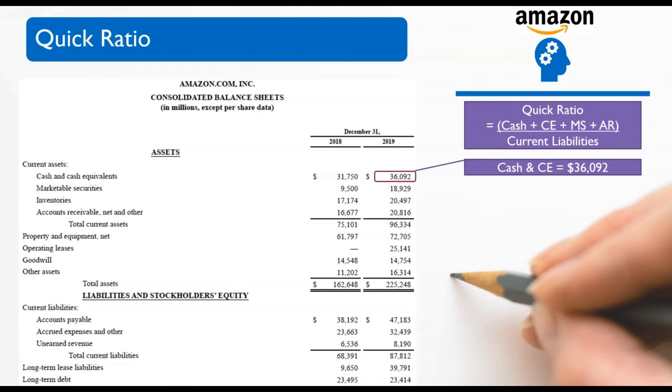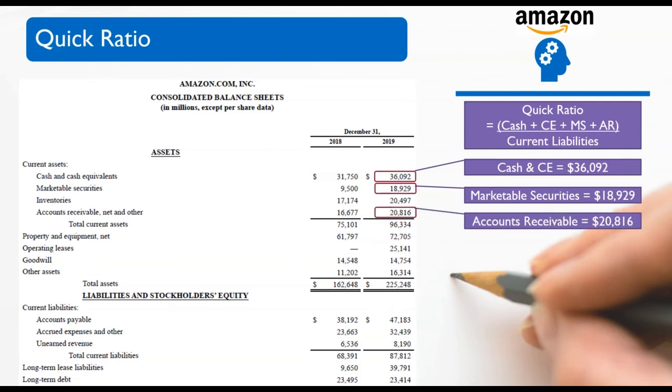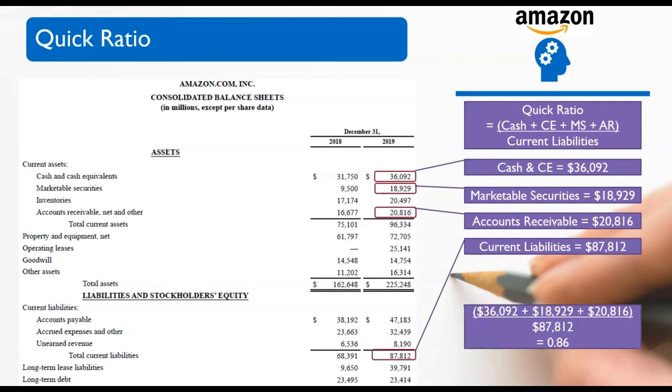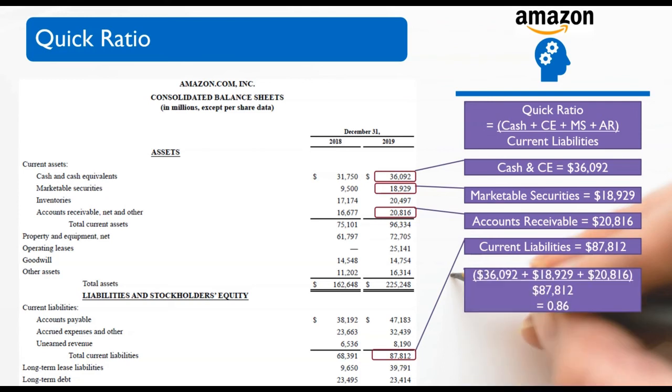For Amazon, we have cash and cash equivalents of $36.1 billion. We have a marketable securities balance of $18.9 billion. And we have an accounts receivable balance of $20.8 billion. We then find its current liabilities of $87.8 billion. When we take these amounts, we come up with a quick ratio of 0.86.